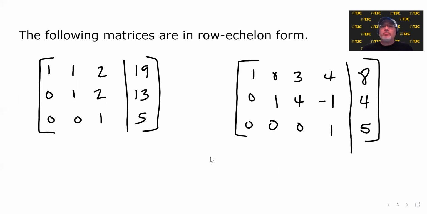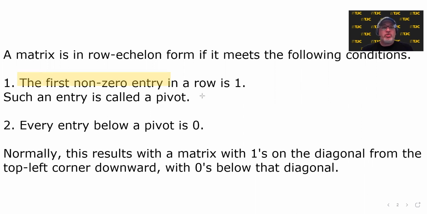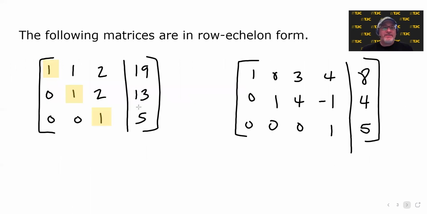The following matrices are in row echelon form. In the first matrix, notice that the first number in the first row is 1. And so that is the first non-zero entry in that row, and it is a 1. Look in the second row. The first non-zero entry is a 1. And look in the third row. The first non-zero entry is a 1. So the first criteria is met where the first non-zero entry in a row is 1, and those entries are called pivots. So in this matrix, the 3 numbers highlighted in yellow are called pivots.